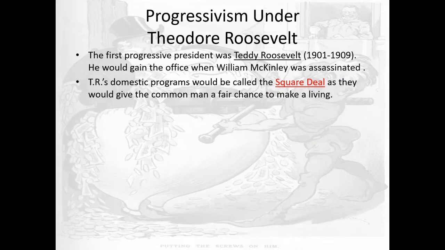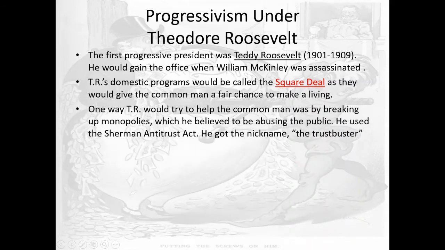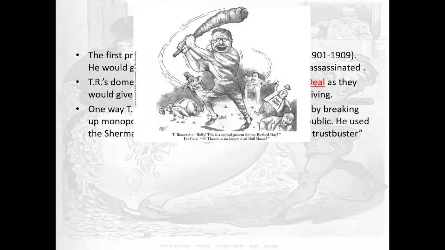TR's domestic programs would be called the Square Deal, as they would give the common man a fair chance to make a living. One way TR would try to help the common man was by breaking up monopolies, which he believed to be abusing the public. He used the Sherman Antitrust Act. To do this, he got the nickname the Trustbuster. Here's a picture of him swinging his club against all the evil tycoons and monopolies. Big oil, big steel, big coal.